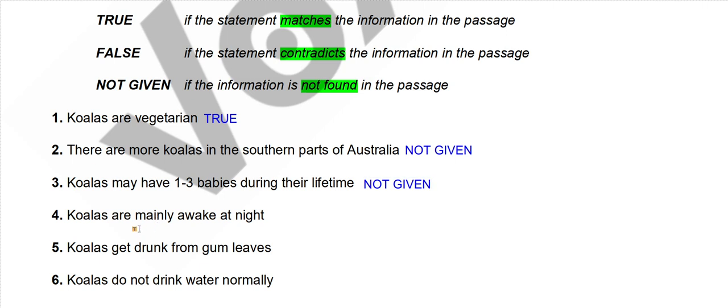Fourth, koalas are mainly awake at night. The answer will be true when it is written in the paragraph that they don't usually sleep at night, something like that. It will be false when they say they usually sleep throughout the night. It will be not given when we don't know about their sleeping patterns.